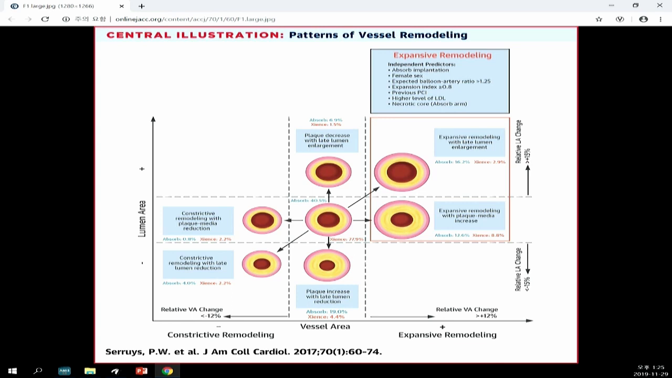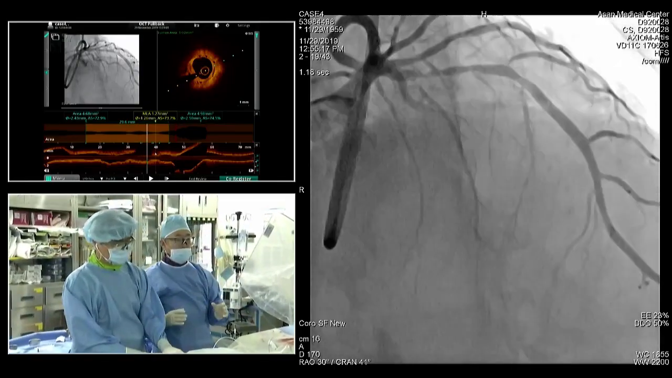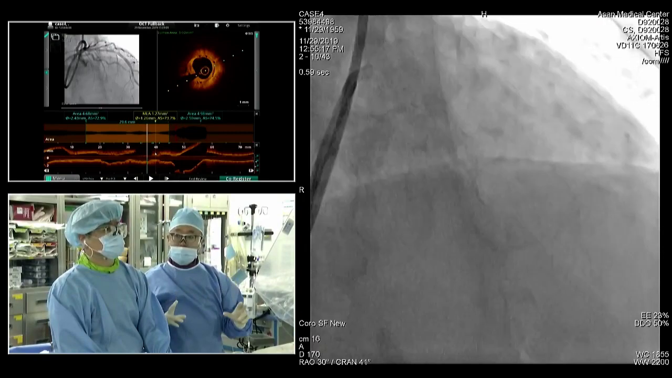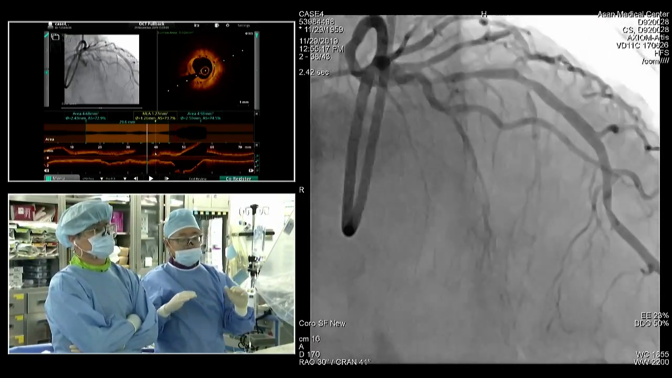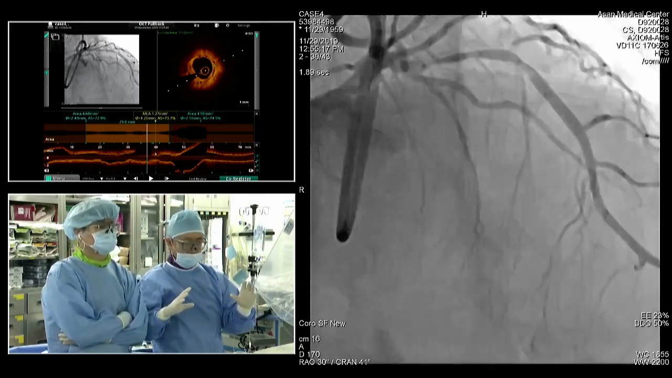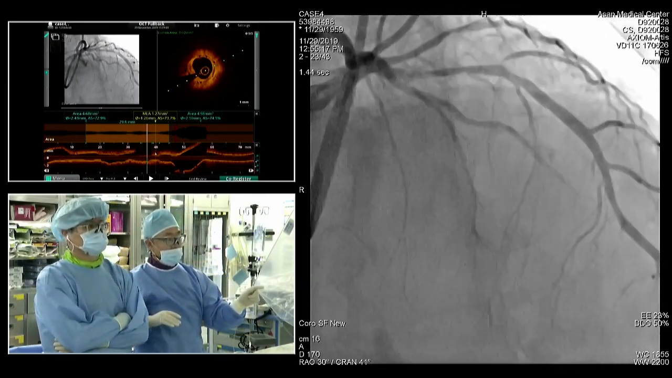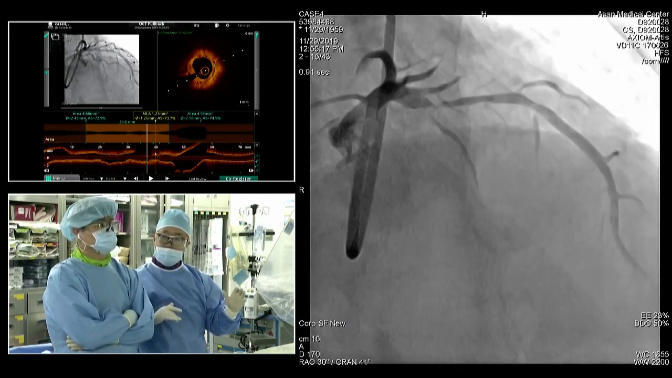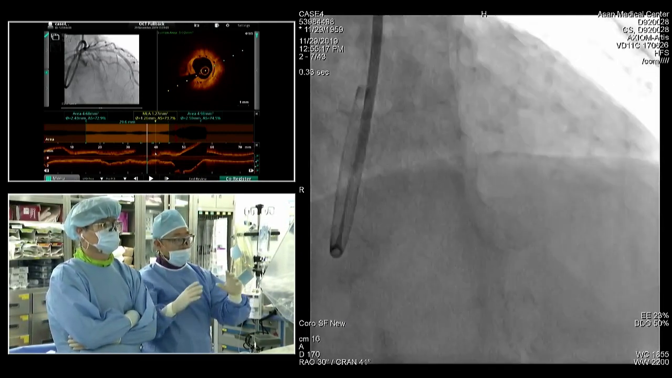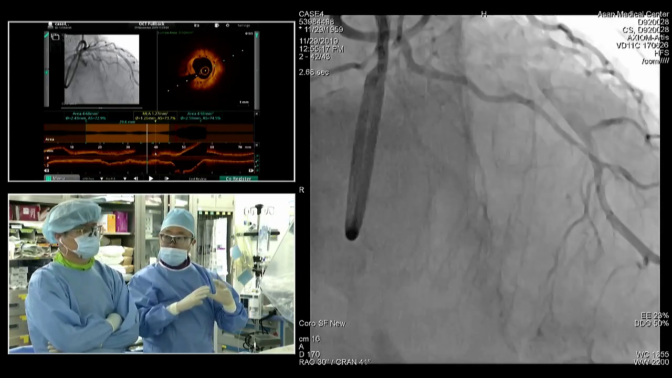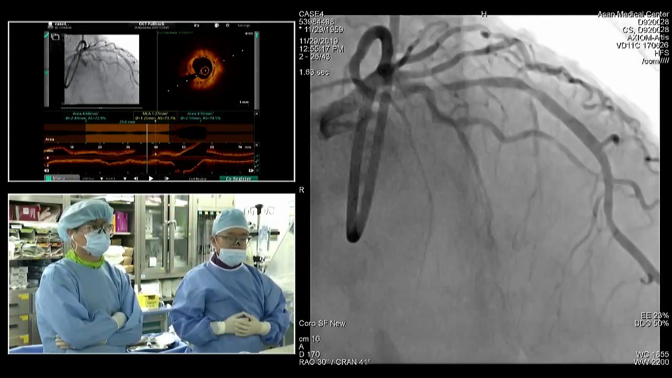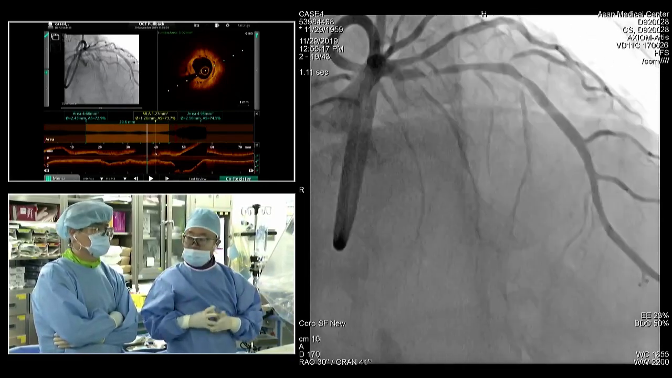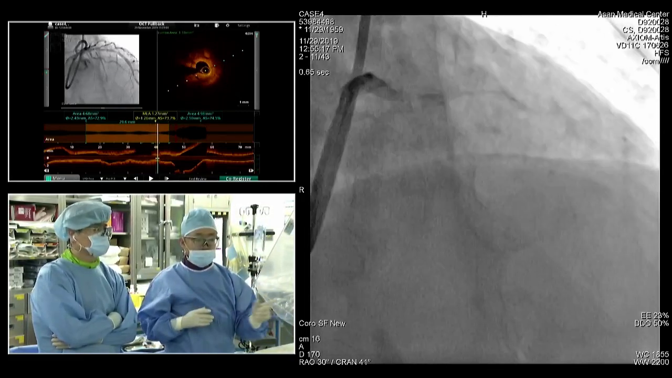One merit of the BVS is that over time we expect positive remodeling, and the vessel can enlarge. But this is an additional typical finding of BRS failure: negative remodeling as well as neointimal hyperplasia. This is a very interesting imaging case. So any comment on that, and any comment from the imaging experts on this finding?